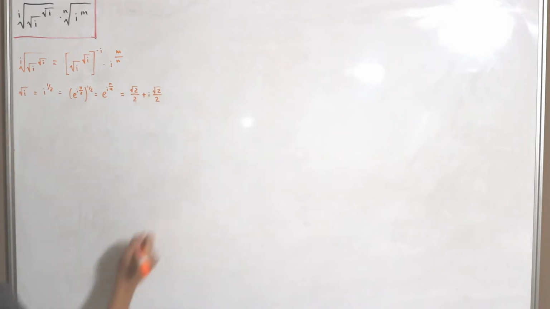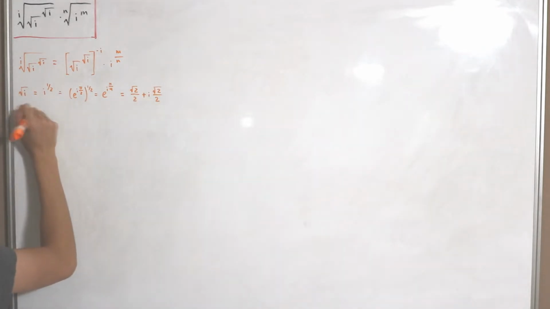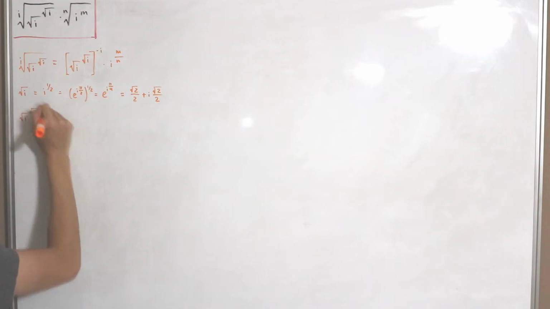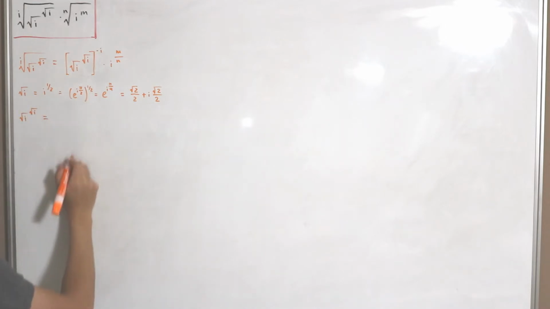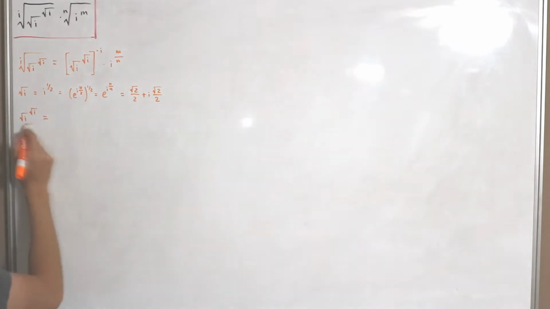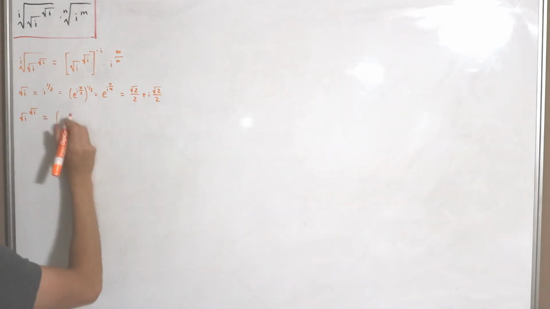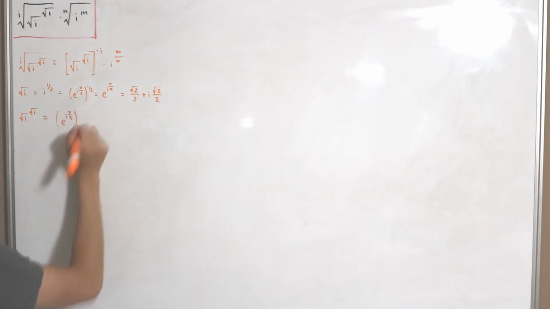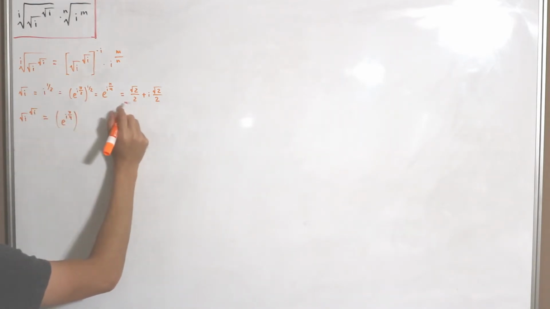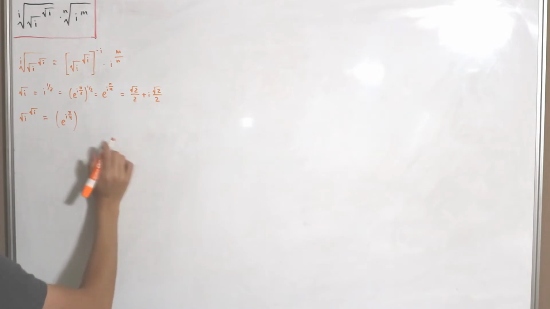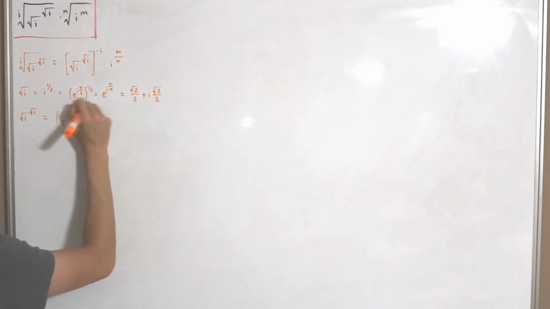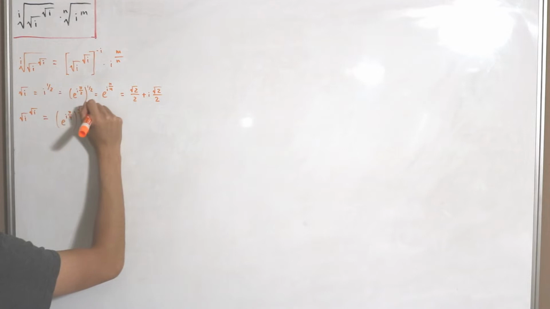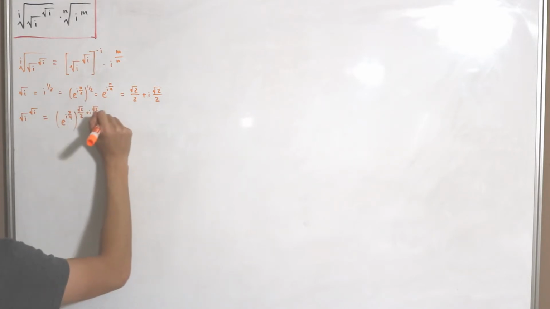So now we have the square root of i to the power square root of i. For the base, I'll keep it in its polar form, so that's e to the power i times pi divided by 4. And for the exponent, I'll write the evaluated input from Euler's formula: the square root of 2 divided by 2 plus i times square root of 2 divided by 2.